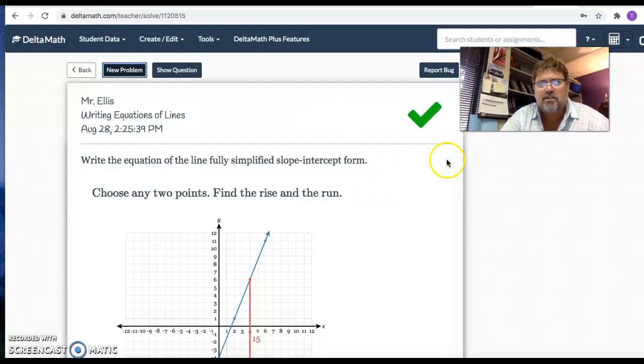Anyway, give these problems a shot. You should have a little problem set that goes with this. And it's just to get us used to thinking about these things again as we wrap up the arithmetic sequence unit. And I will see you in the writing equations of lines video.